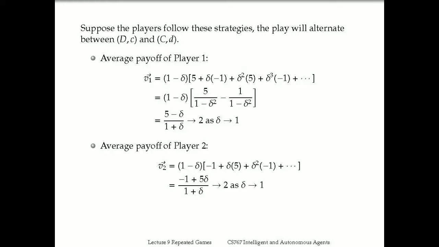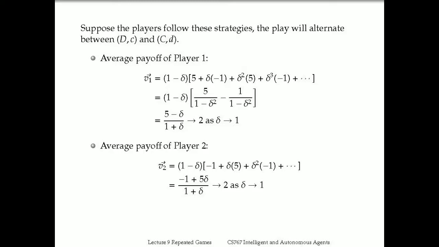And then we can analyze the payoffs received by the players. The average payoff of player 1 is (1 minus delta) multiplied by the discounted total payoff, which is 5 plus delta times negative 1, plus delta squared times 5, plus delta cubed times negative 1, and so on. This is precisely because of the alternation in the outcomes of the stage games. And after some calculation, we can derive that this is equal to (5 minus delta) over (1 plus delta). And you can see that the highest value of delta will be 1, so it gets closer and closer to 1. When it gets closer and closer to 1, this average payoff tends towards 2.